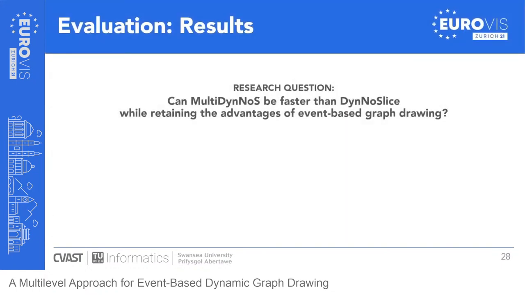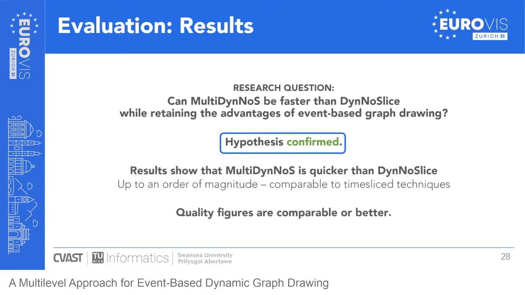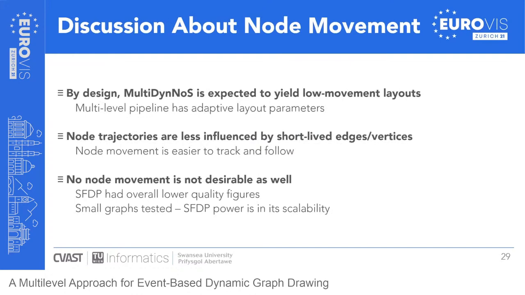The results of our evaluation suggest that indeed Multidynos can be faster than DynoSlice by up to an order of magnitude, with quality figures that are comparable or better. Multidynos is designed to yield layouts with low movement thanks to its multi-level pipeline. Node trajectories are therefore less influenced by short-lived edges or vertices. As a result, node movement is easier to track and follow.